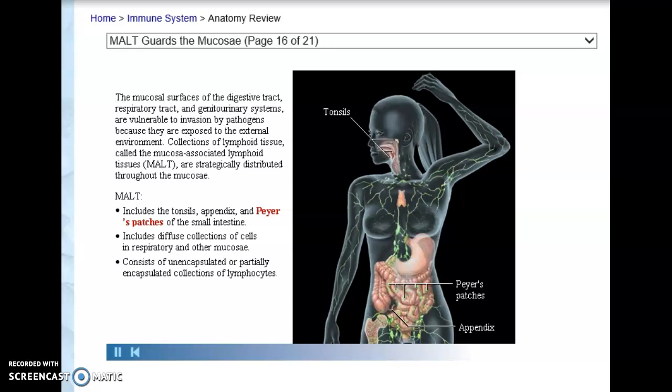These tissues are unencapsulated or partially encapsulated collections of lymphocytes. MALT contains both B and T cells, with the B cells occurring in lymphoid follicles similar to those found in lymph nodes and the spleen. We will examine the tonsils, appendix, and Peyer's patches in turn.